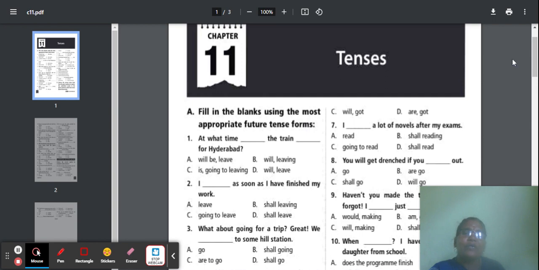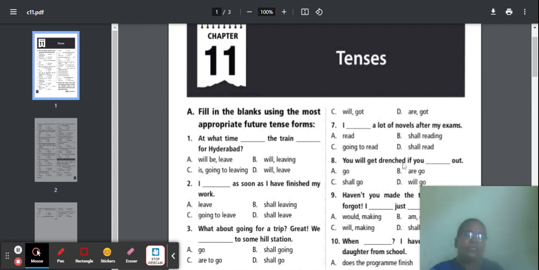Very good. Next, question number 7. I dash a lot of novels after my exams. Okay, so I shall read. Correct, your guessing is correct. I shall read a lot of novels after my exams. You should check the keywords also. We directly concentrate on future because in the question itself they have given the appropriate future. Even so, we should check the keywords also.